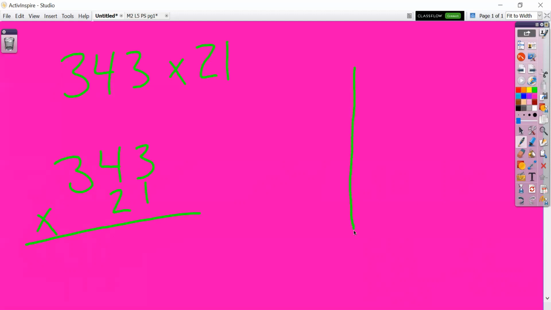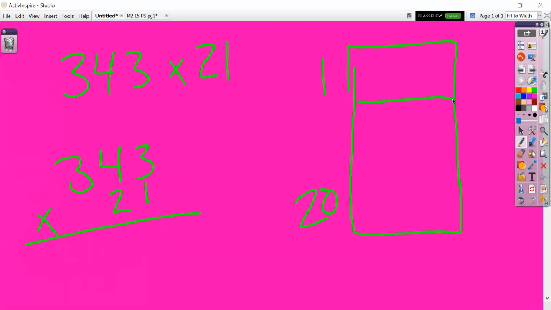But let's also create ourselves an area model off to the side. Now, I'm going to use the highlighter, so you don't need to do this. I'm just doing it so you can visualize it. We're going to decompose the 21. We're going to break it apart into the tens and ones. Well, breaking up 21, there's 2 tens and there's 1 one.